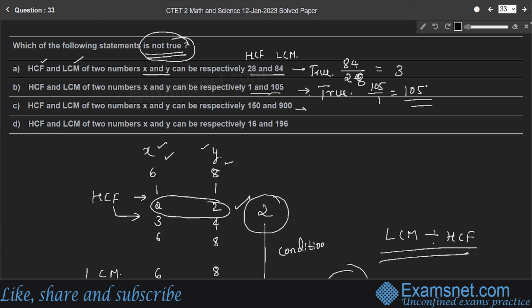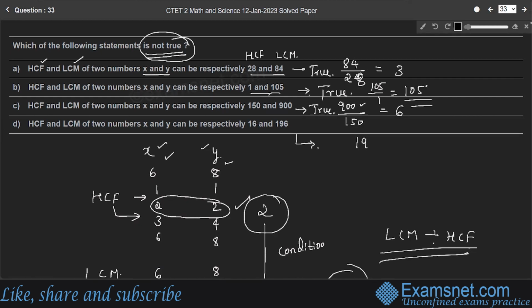So consider the third statement. Here the LCM is 900, the HCF is 150, right? So 150 into 6 is 900. So the LCM is divisible by the HCF. Again, a true statement.